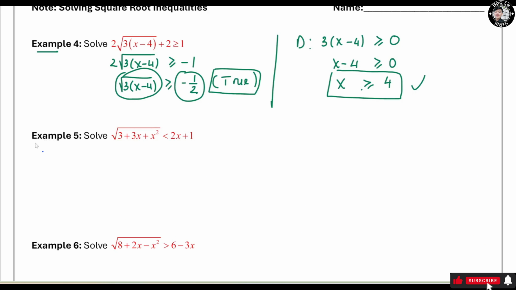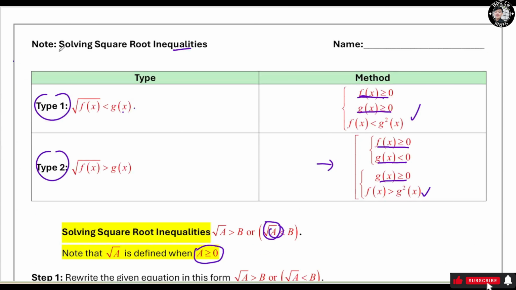Example number 5 is slightly different from examples number 1 through 4 because both sides have variables. And we look at this one, it's going to be less than. So we're going to use type number 1 right here. So f of s greater than or equal to 0, g of s greater than or equal to 0, and we square both sides.